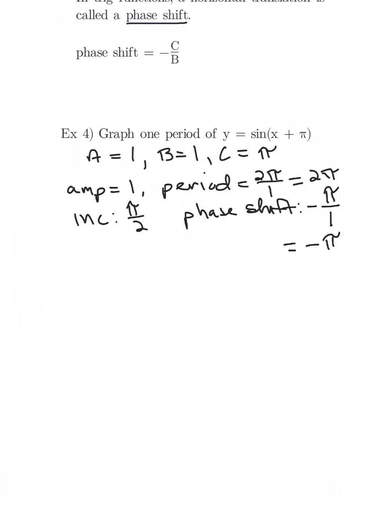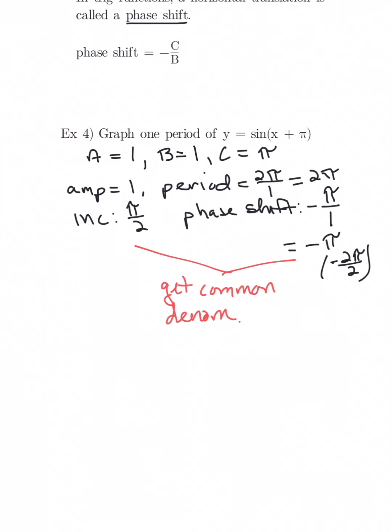What will be very helpful for you when you are doing a phase shift is to get a common denominator for phase shift and increments. Well, increments are in pi over 2's, and the phase shift we could think of as negative 1 pi. How can we write negative pi as something over 2? We could think of it as being negative 2 pi over 2, because 1 is always the number over itself.